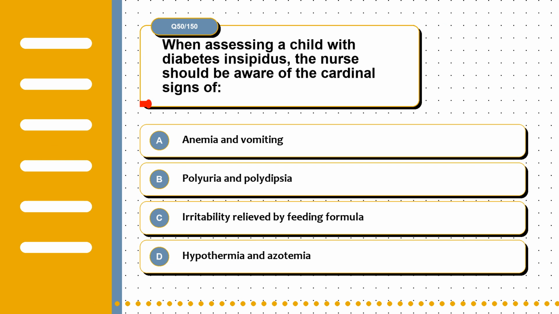Question 50. When assessing a child with diabetes insipidus, the nurse should be aware of the cardinal signs of. Here are the options. Option A. Anemia and vomiting. Option B. Polyuria and polydipsia. Option C. Irritability relieved by feeding formula. Option D. Hypothermia and azotemia.